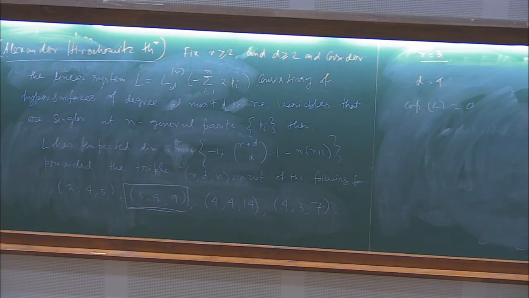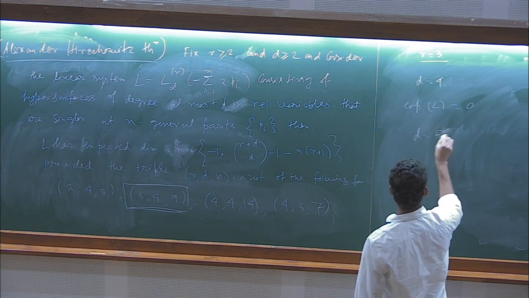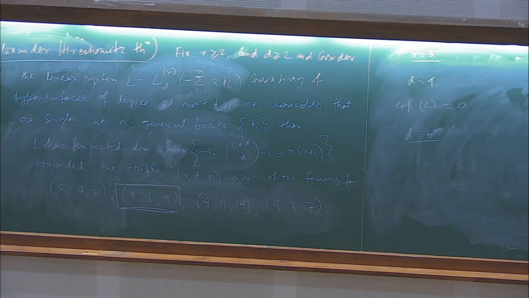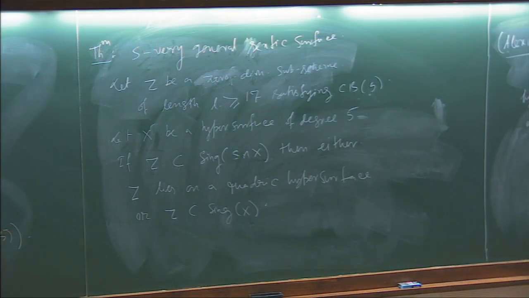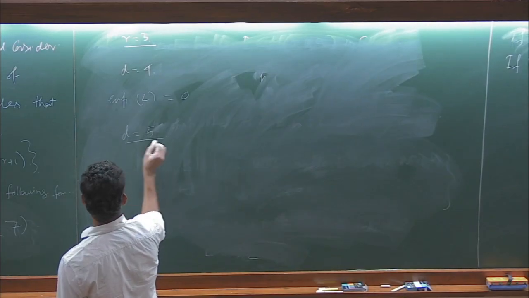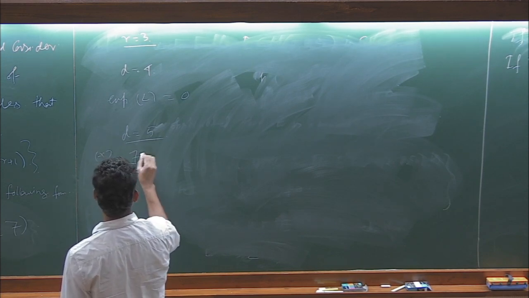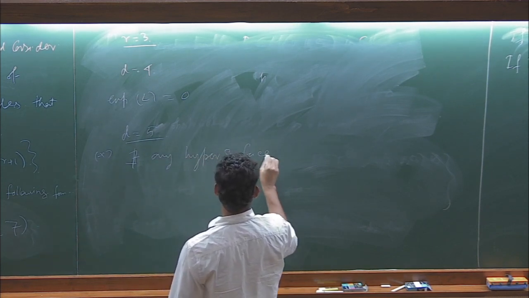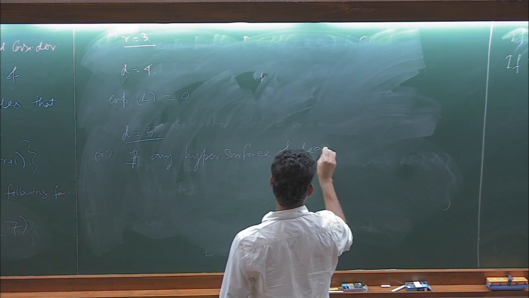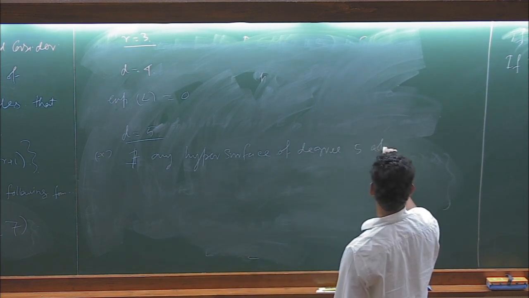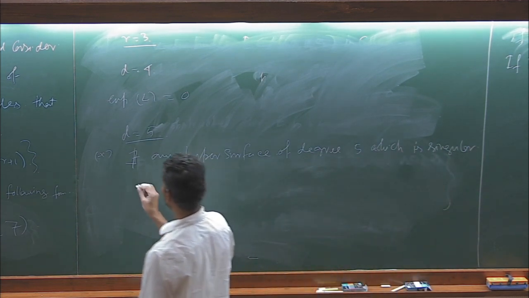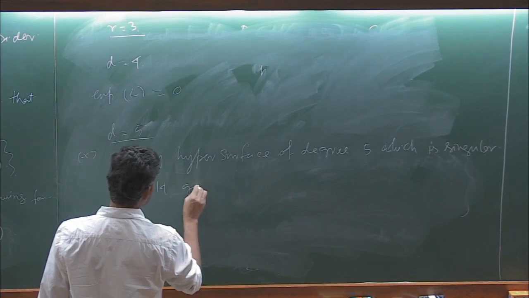So in our case, d is equal to 5, and we have to prove that this is equal to 0. So we will consider only degree 5 hypersurfaces. For degree 5 hypersurfaces, there is no exception. So if we apply this, there doesn't exist any hypersurface of degree 5 which is singular at 14 general points.